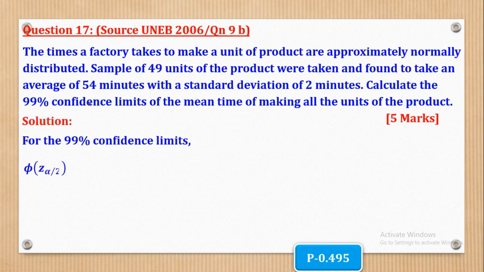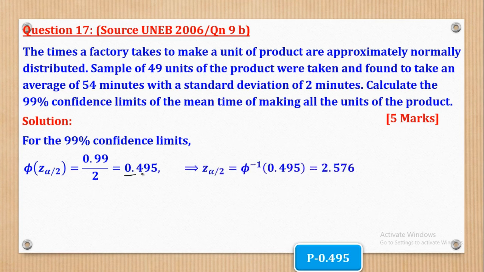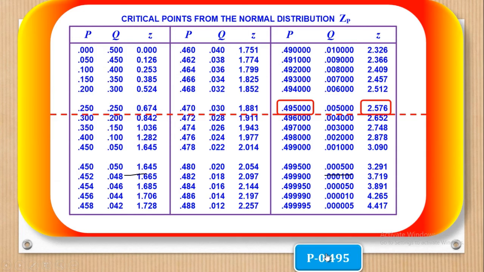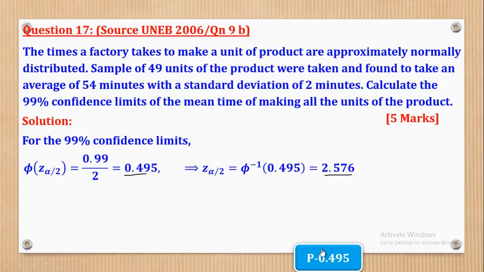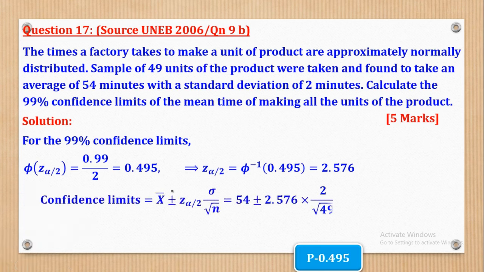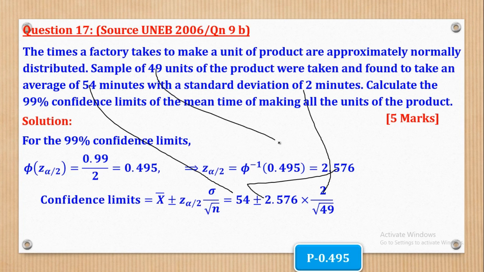So for the 99% confidence limits, you already saw that this value for the Z alpha will be 2.56. We already saw that, but we can still confirm. So if you look at this 0.495, the Z value is 2.576. That means that the confidence limits are given by that formula, and the mean was given as 54. Z alpha, we have got it, and the standard deviation was given also as 2, and the value of n is 49.